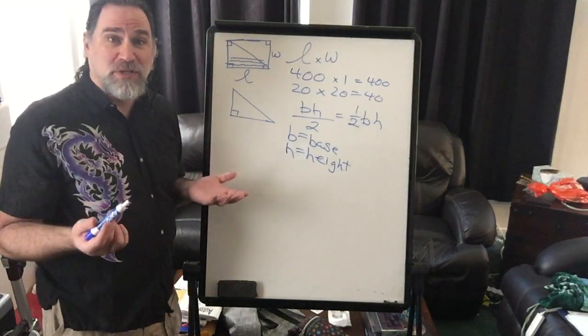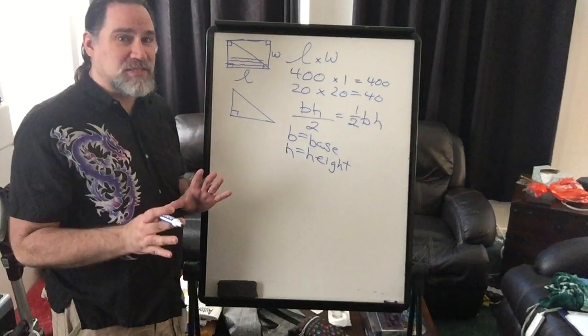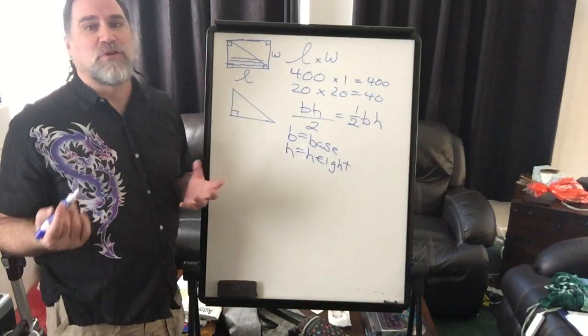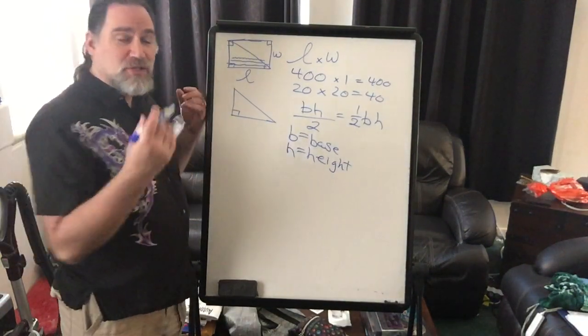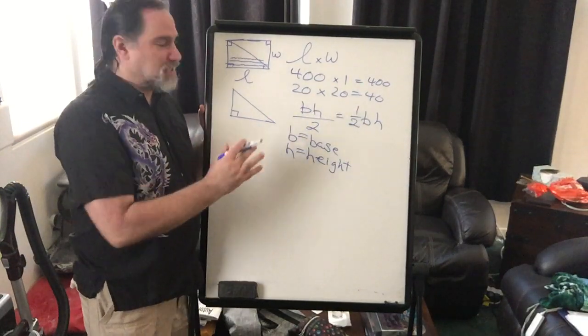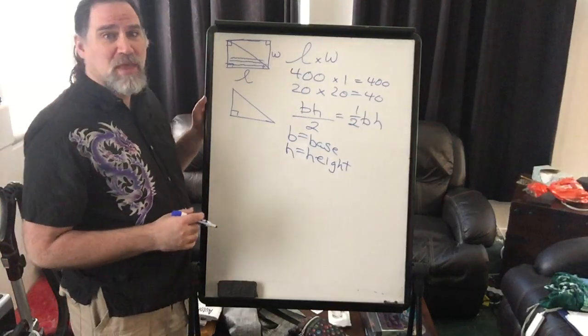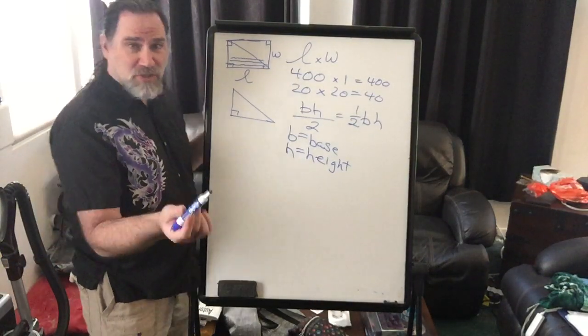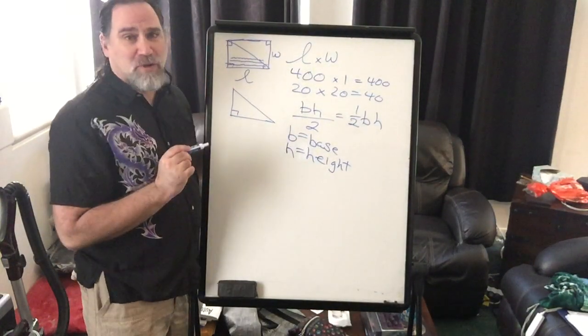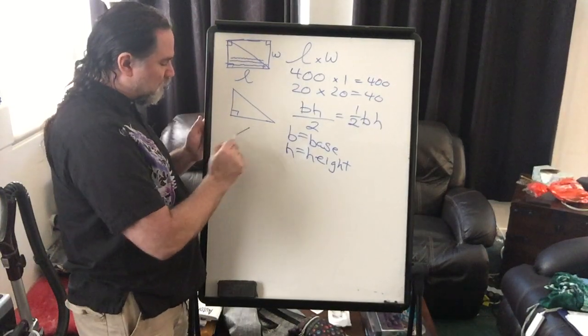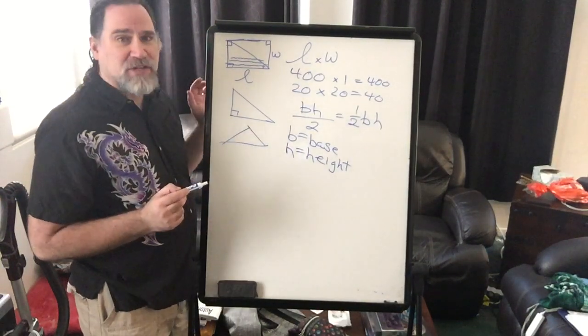So I've cut it into two identical sized pieces. This is one of those two identical sized pieces. So 1/2 base times height. You could say 1/2 length times width if you want. Now, it becomes a little more concerning when you don't have that little right angle developed. What if the shape was that kind of triangle?